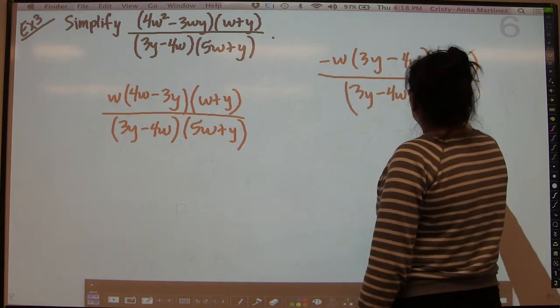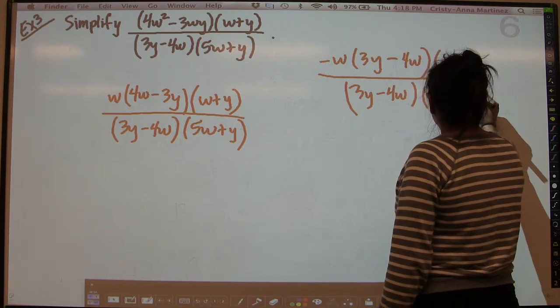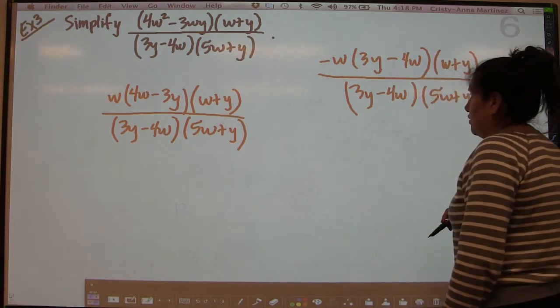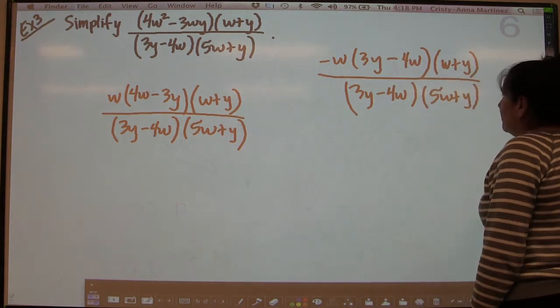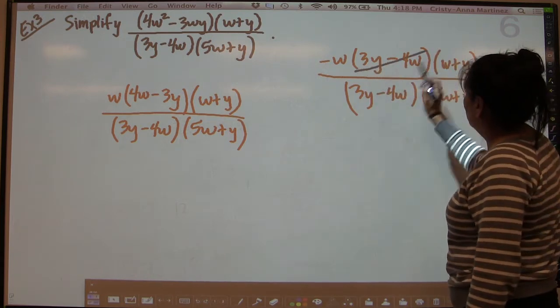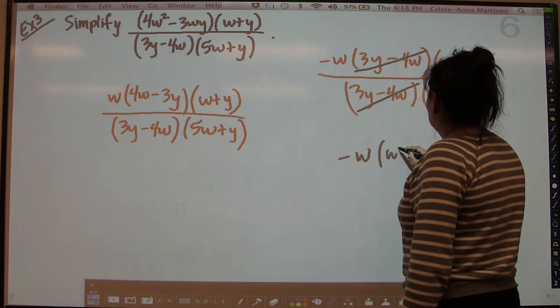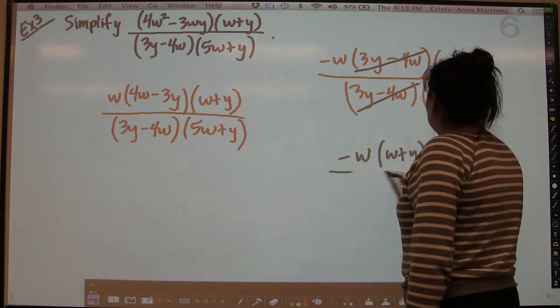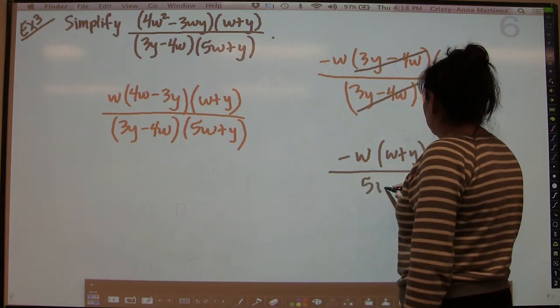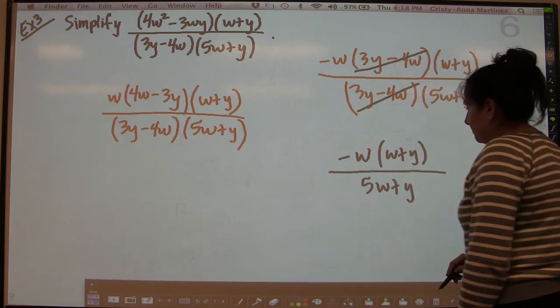And you can't cancel it just because it looks the same. You have to make sure that you factor out that negative. So now that I've done that, the 3y minus 4w will cancel, and your final answer will be negative w times w plus y. And on the bottom, you'll have only the 5w plus y.